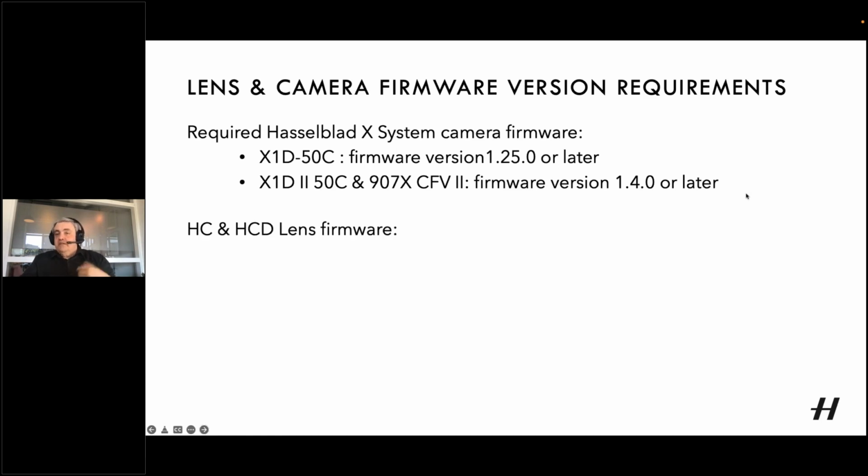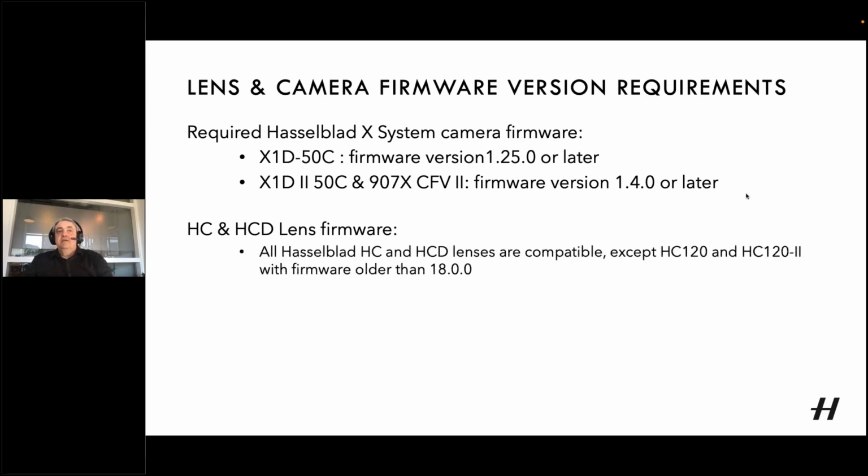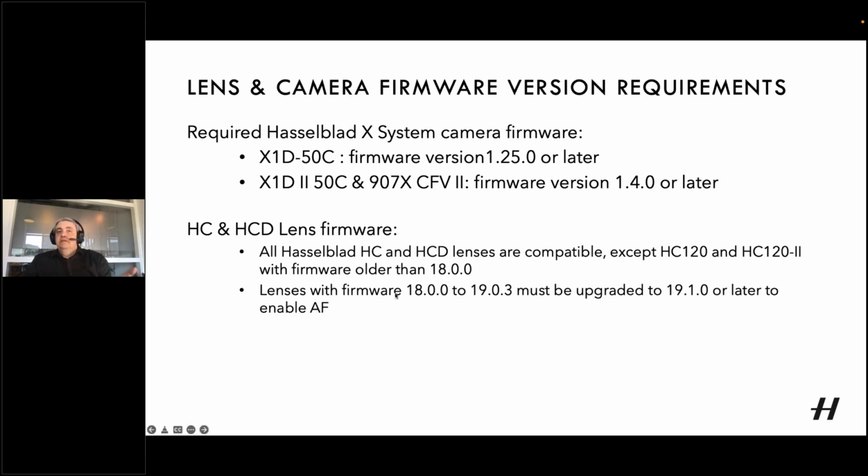The differences occur as we then look at the different lenses within the H system range. So you can mount all of the HC and HCD lenses onto the cameras. However, if you've got a 120mm lens and the firmware is older than version 18, unfortunately, the camera won't accept it. You won't be able to use that. It's only version 18 or later. If you've got firmware version 18 to 19.03, you need to upgrade to 19 or later, basically to enable the autofocus functionality.